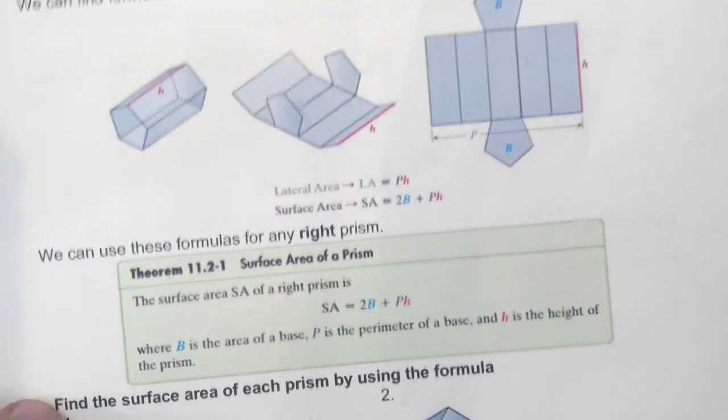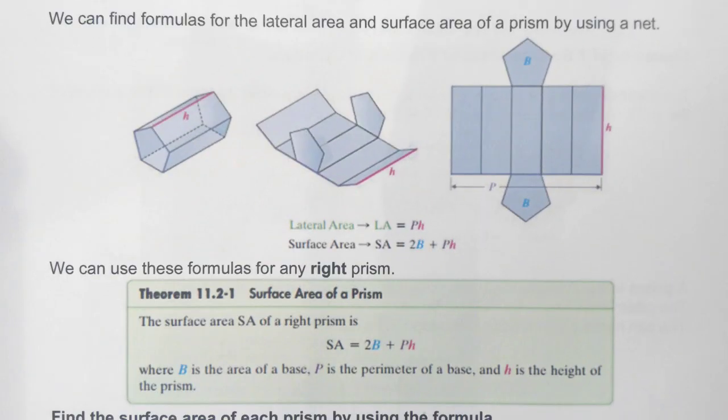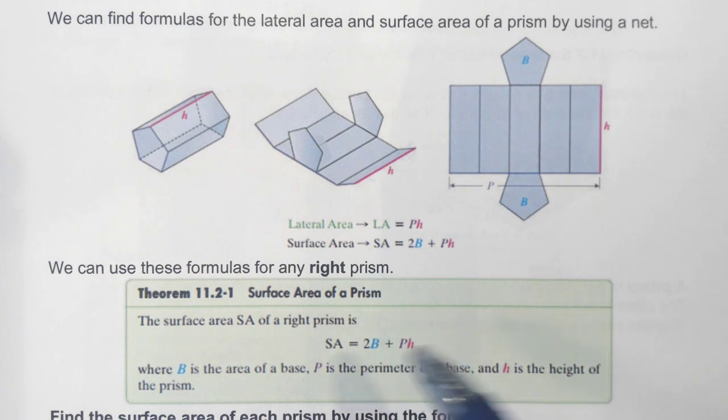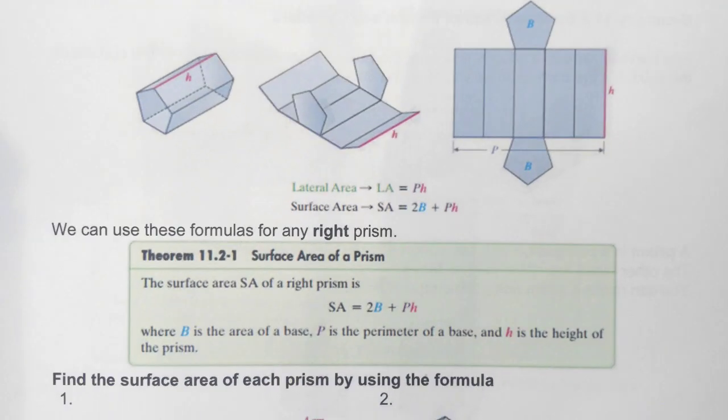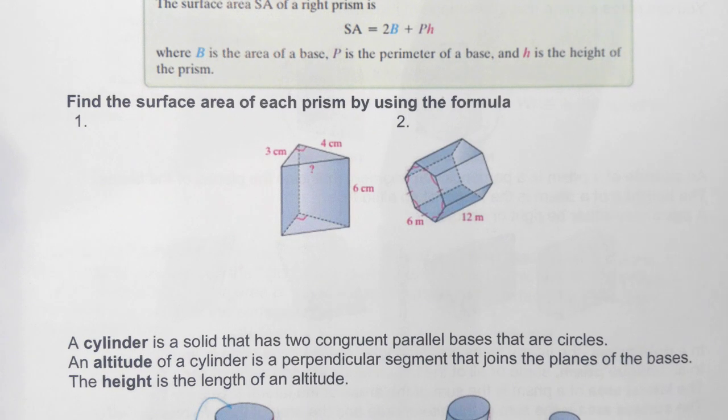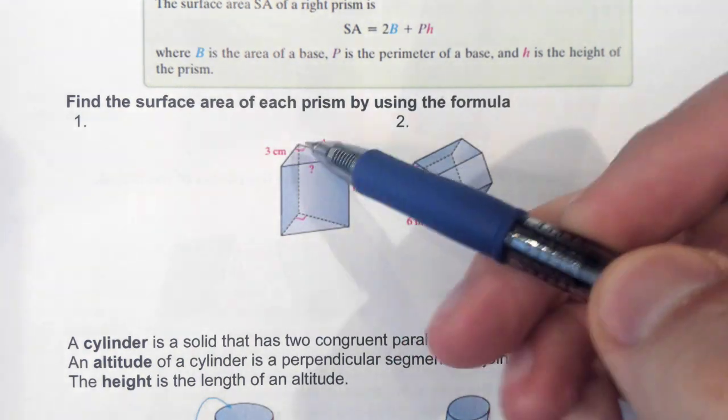Okay, so there's a formula that you can use instead of drawing out a net. So that formula for any, and it has to be a right prism, is the surface area is 2 times the base plus the perimeter times the height. So that formula makes it a lot quicker to find any right prism.